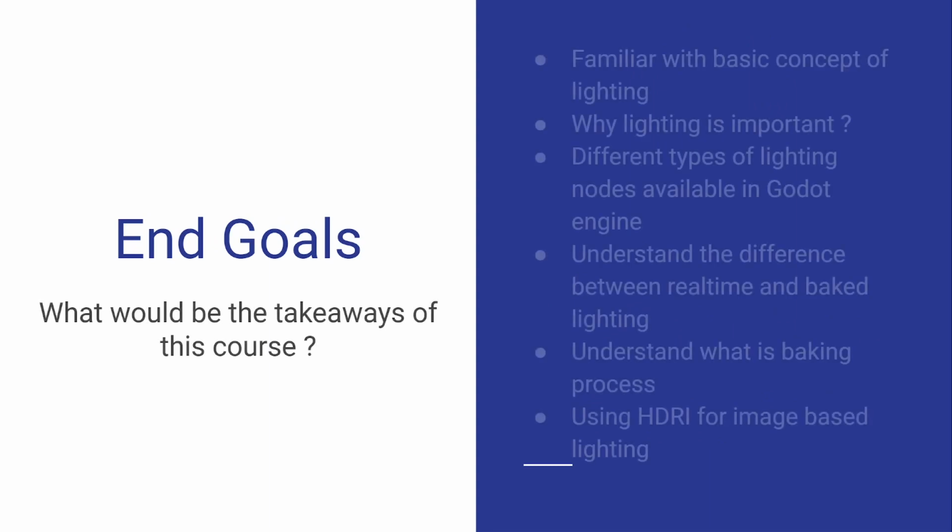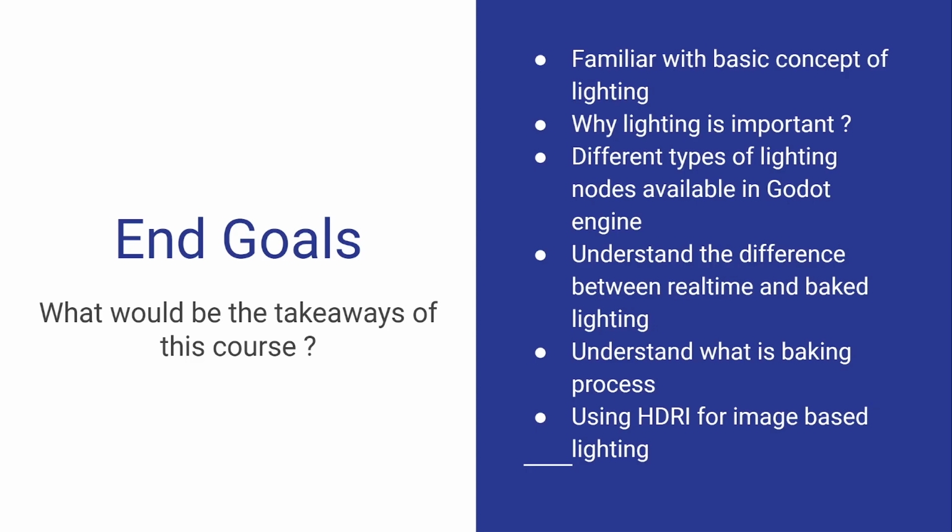So what would be the end goals of this course? Basically, we are going to familiarize ourselves with the concept of lighting. We are going to see why lighting is important. We are going to see the different nodes that are available for lighting inside Godot Engine. We are going to understand the basic difference between real-time and baked lighting. We are also going to understand the process of light baking. And in the end, we are going to see how we can use HDRI images for image-based lighting.